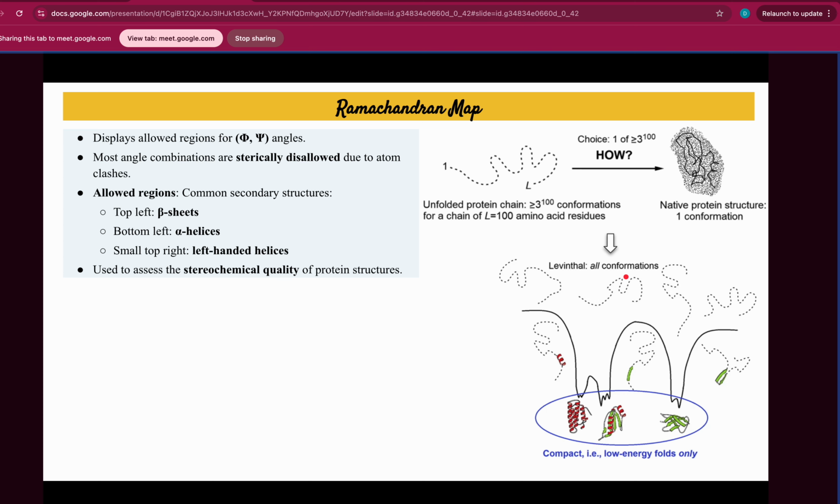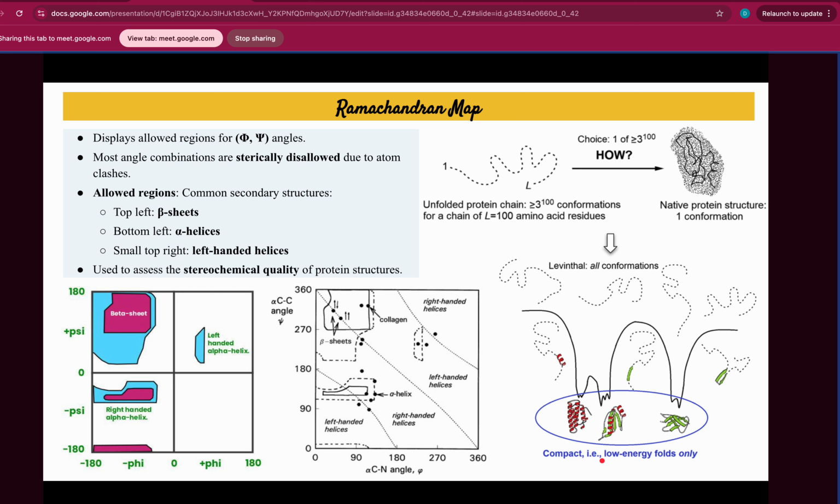And this leads to another paradox, which is Levinthal's paradox. That means there are multiple conformations which are possible, but only a few conformations which are low energy folds and which are favorable. So instead of exploring the entire landscape when we are studying protein folding, we will only focus on those low energy folds or compact structures. To solve this problem, Ramachandran introduced a plot in which he mapped the phi and psi angles, and the value of each angle determines what the favorable or allowed secondary structure is.